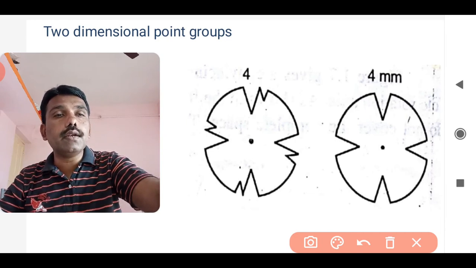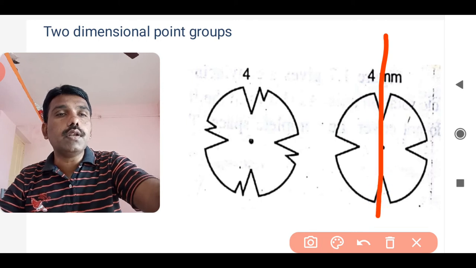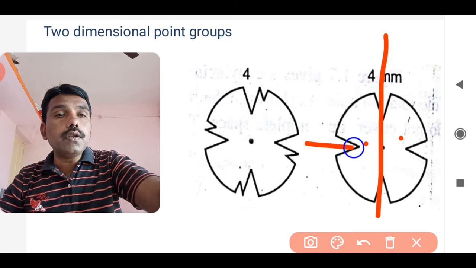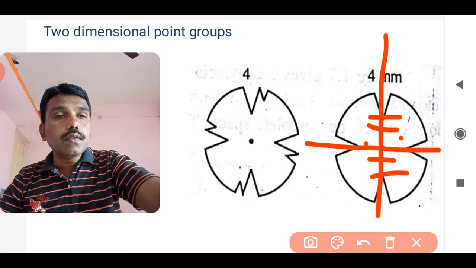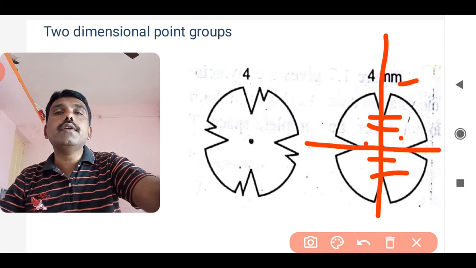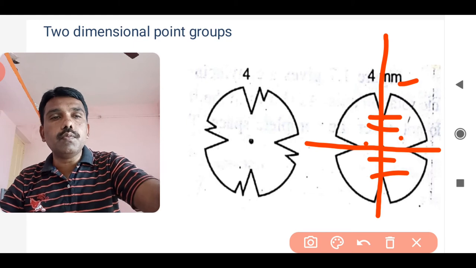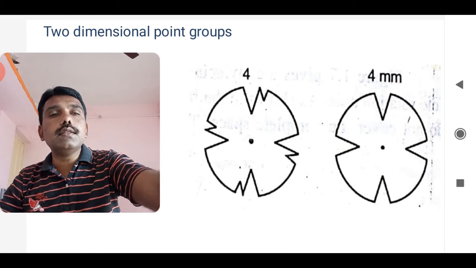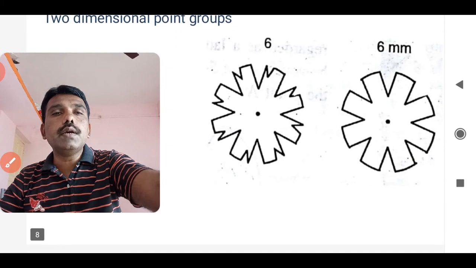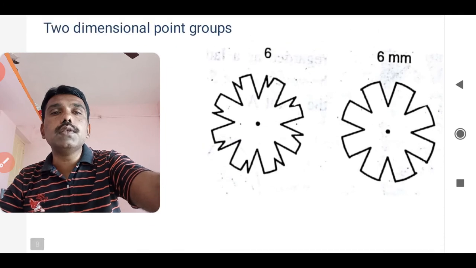Here, if you look, this is one plane of the axis which gives me two equal halves. This and this one are equal. Again, if I draw perpendicular to this axis, I will also get similar equal halves, and that's why another m is possible in this case. That's why 4 and 4mm are possible. And if you look at another case of two-dimensional point groups, there are 6 and 6mm.